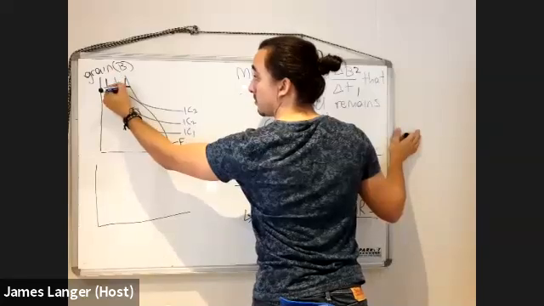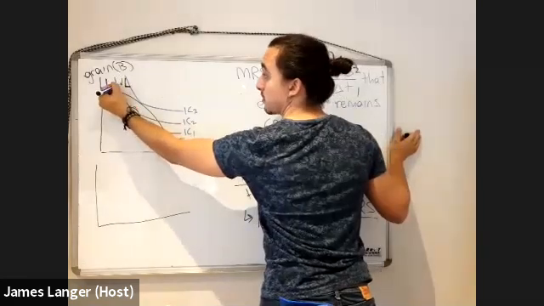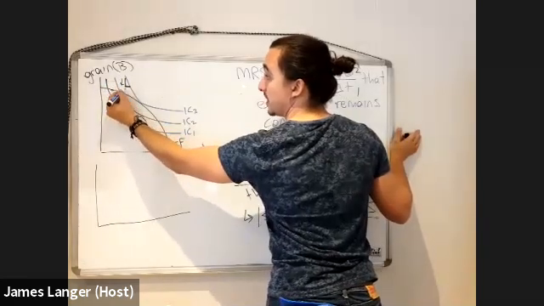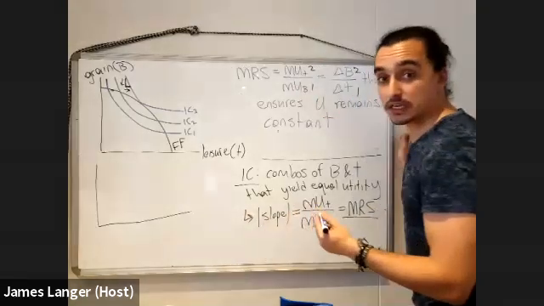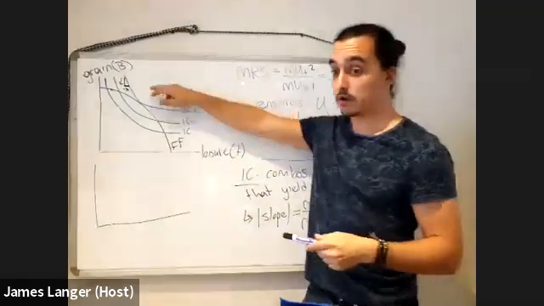So just check me out on the board here. We have some slope. This is going to show the rate at which I'm willing to give up B to get more T. Can we see that? Matthew, just type a yes. Can you see what I'm drawing here?